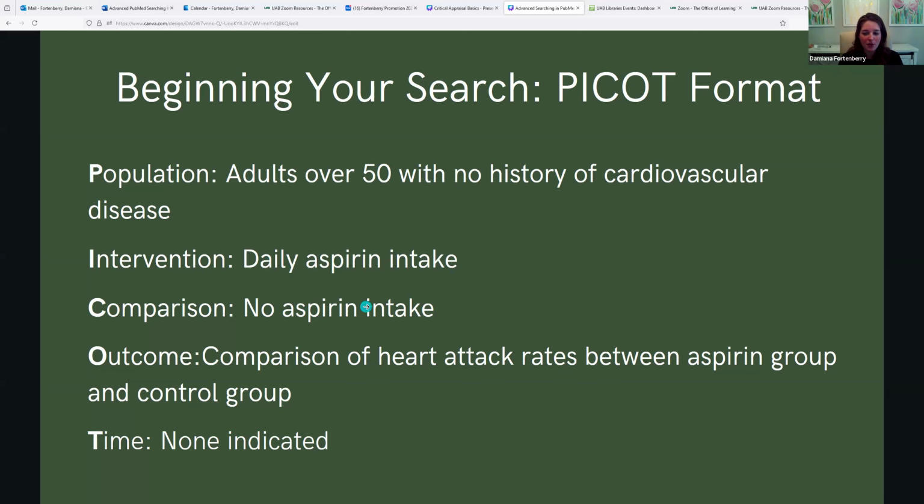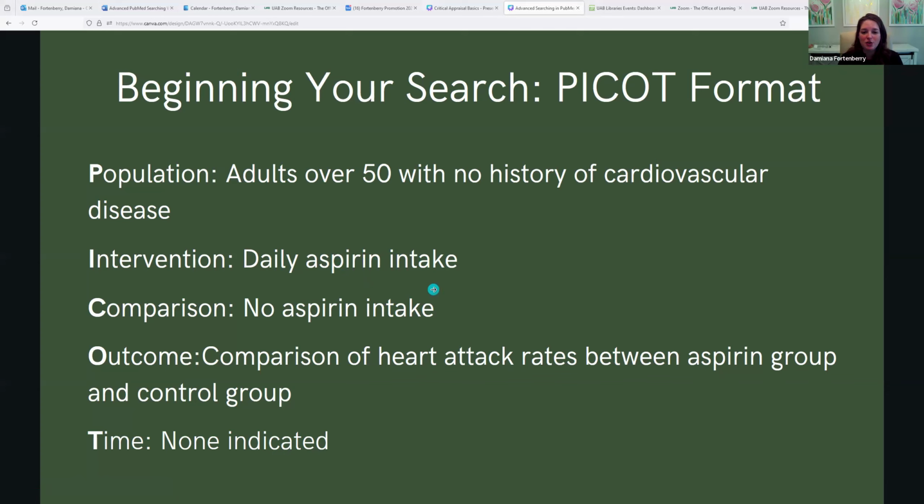The comparison that we are trying to compare this intervention to is no aspirin intake. And then our outcome, what is the outcome we're trying to look for with this particular population, with this intervention and its comparison? We're trying to look at the heart attack rates between the aspirin group and the control group. There was no time indicated in our question, so we're not trying to look at how long they were taking the daily aspirin.